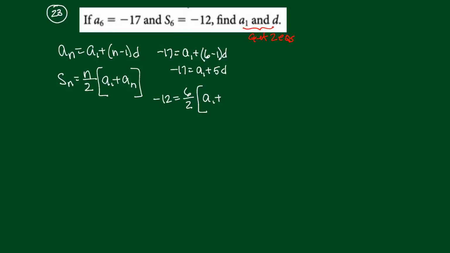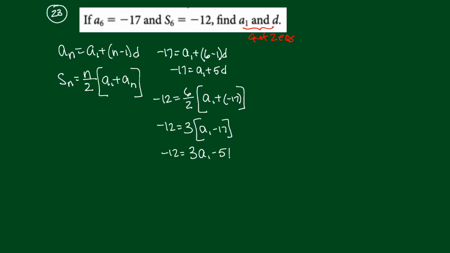Now, a sub n, back over here. I'm using n equals 6, so this is a sub 6. We know a sub 6. It's negative 17. So this is going to be adding on negative 17. Let's simplify. Negative 12 equals 3 times A1 minus 17. Negative 12 equals 3 times A1 minus 51.